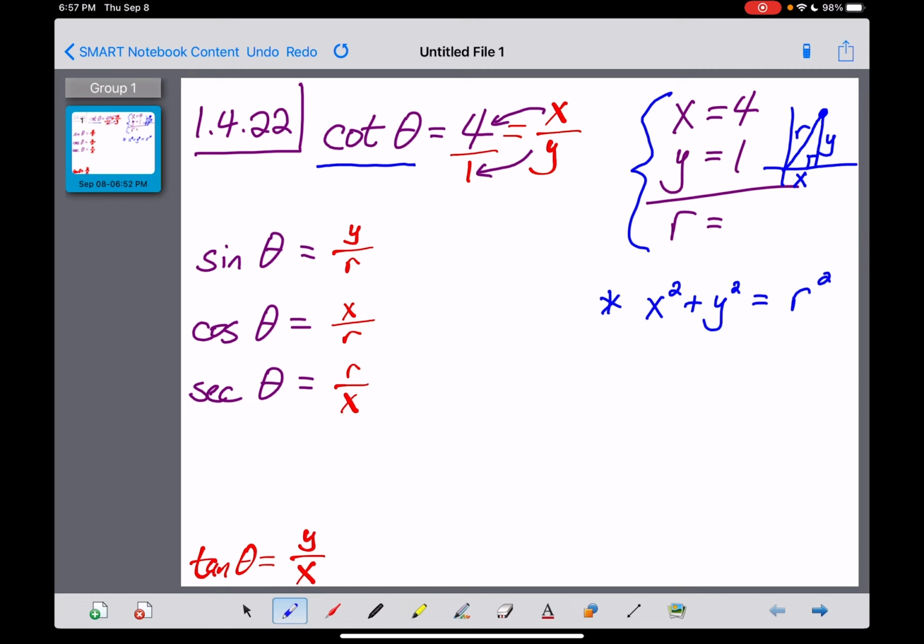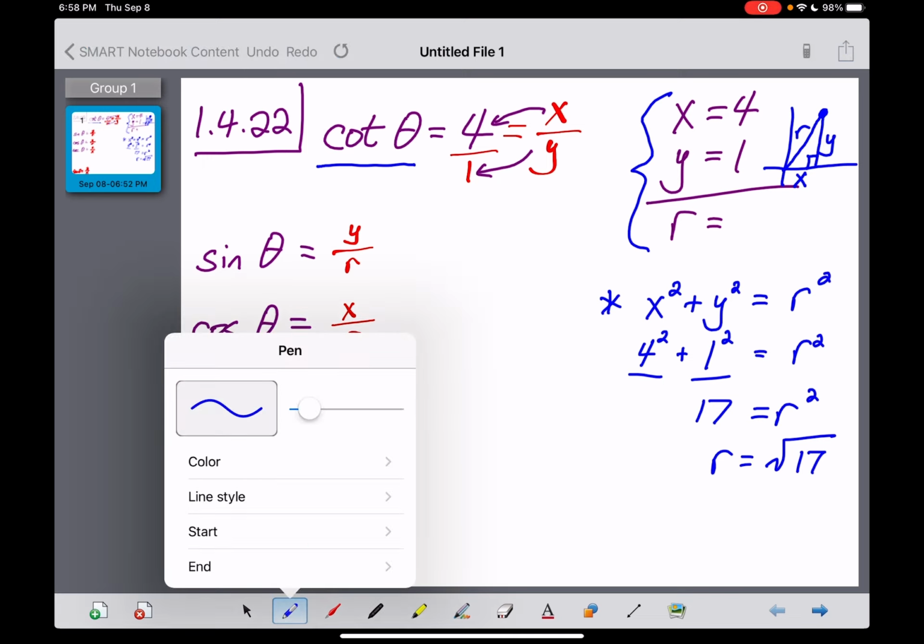Now, this might be one you guys can do quickly in your head, although 1 and 4 do not make a Pythagorean triple, so we'll do this one slow, although I bet if you tried to make yourself do this in your head, you could. All right, our x-coordinate is 4, square that, plus our y-coordinate of 1, square that, equals r squared. 16 plus 1 is 17, and that is not a perfect square, so all we can say here is that r is the square root of 17. Doesn't simplify any better than that.